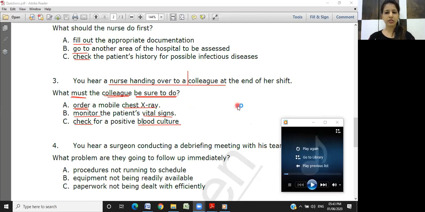Type in your responses so that I can start discussing. If you are confused between 2 options, then write those 2 options.